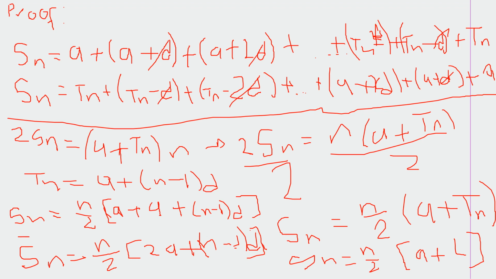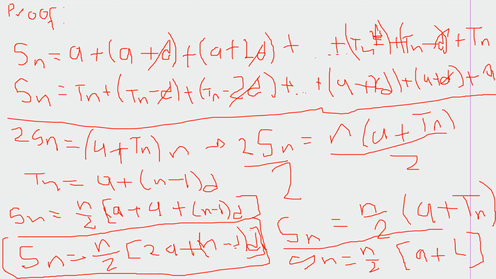Okay, so this is the equation that I was talking about. You can also find the sum using this equation here, because we know Tn represents the last term. So if you have the value of the last term, then you can substitute it there and get the sum. So this is how you prove it. But when you write on your paper, you will have to write neatly. Please forgive me for my messy writing.